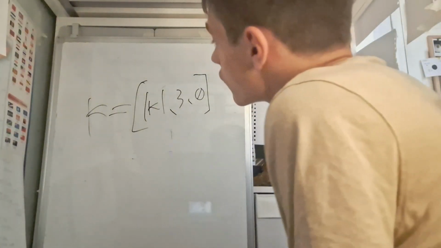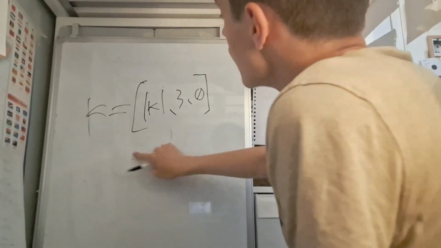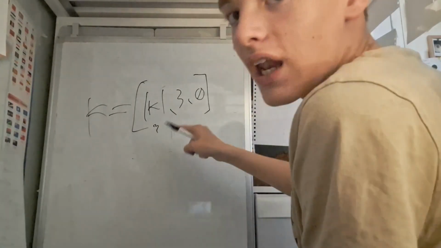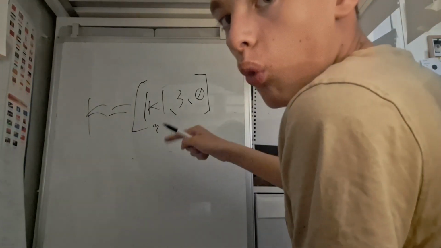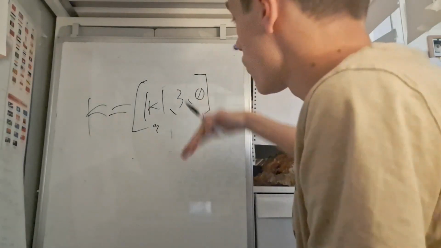The reason why it can't exist is because this is the cardinality of K. The set K has 1, 2, 3 things. If you put 3 here, that would violate the rule that a set cannot contain more than one of something. It can't have a double or a triple or anything like that.